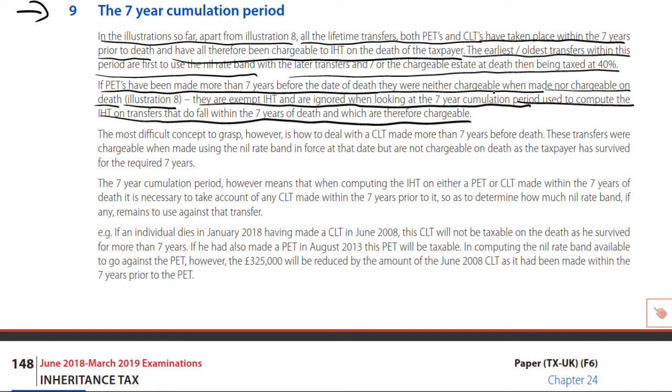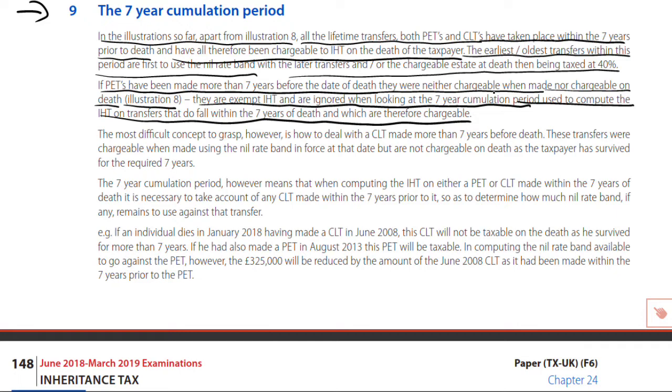We could simply ignore the amount of that chargeable transfer on the 8-year-old PET there. In calculating the chargeable transfer, of course, the PET of 8 years ago, even though it will not now become chargeable, do remember that it would have used up any annual exemptions at the time. Now, that's only going to be an issue, as we'll see in our example coming up.